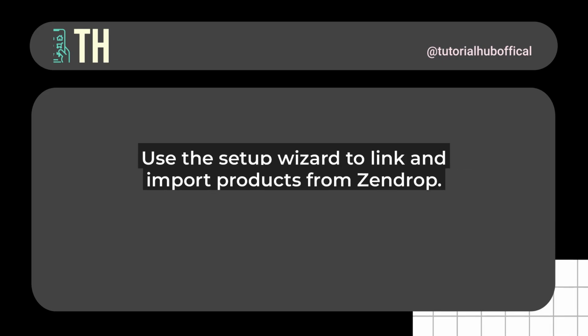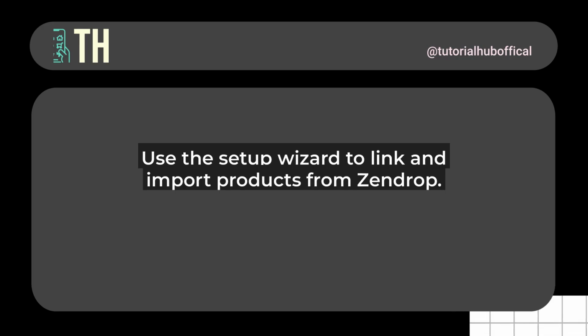Next, configure your fulfillment settings. This includes setting up shipping options and automating order processing so that when a customer places an order on Shopify, it automatically syncs to Zendrop. Test this by placing a dummy order to ensure everything works smoothly.